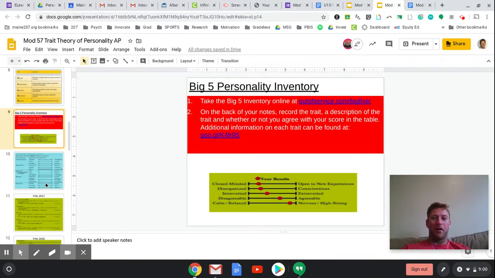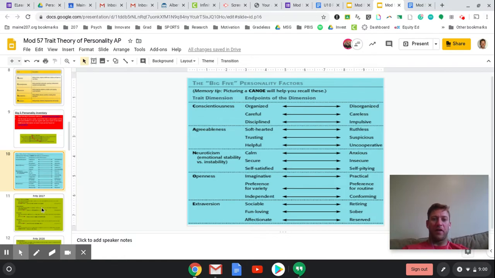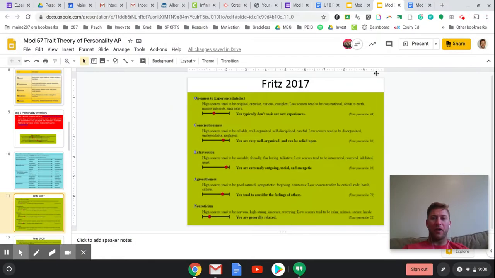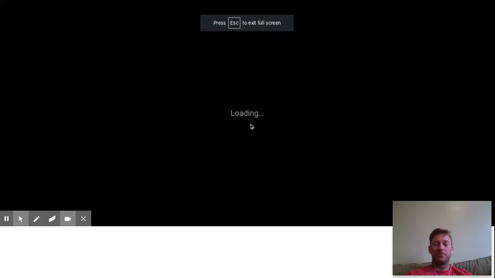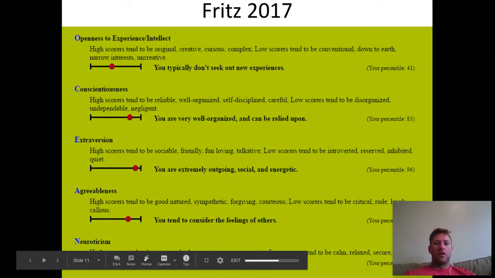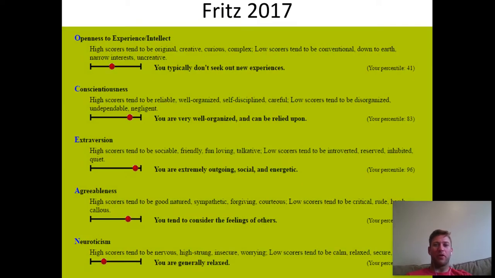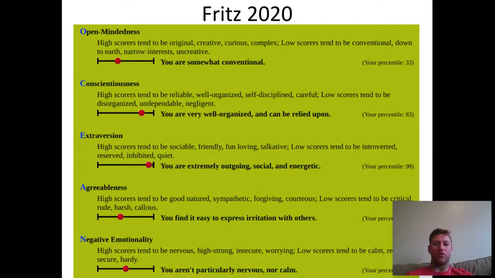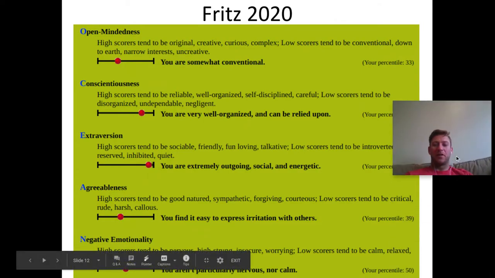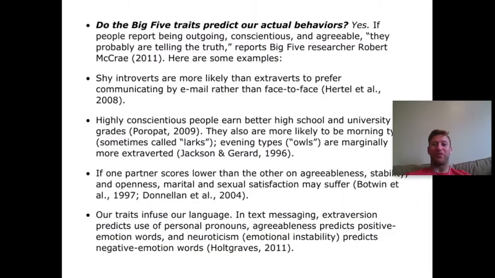After you take this test, here are my results from 2017. You can pause and take a look at that. And then here are my results from 2020, which are pretty similar to each other if you scroll back and forth. Not much of a change there. You can see the difference. The big change was in agreeableness, I supposedly changed.